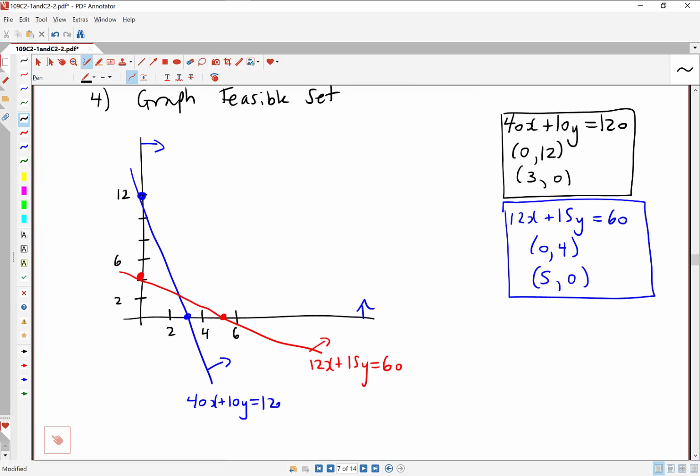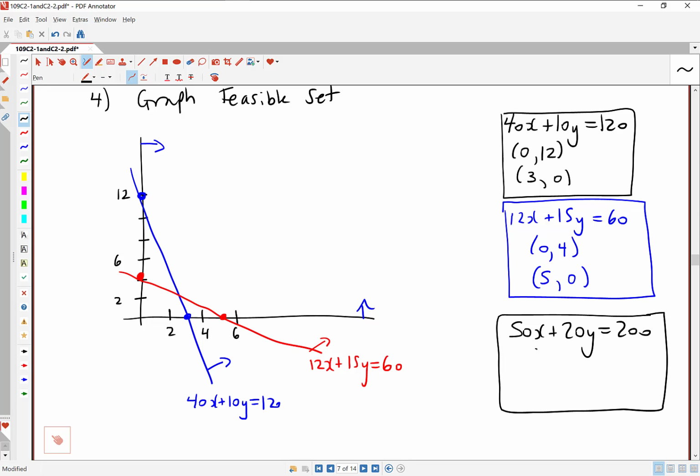So we'll turn that into a line. And let's find a couple of points on that line. So still the usual trick of let x equal 0, figure out what y is, and let y equal 0, figure out what x is. So if x is 0, our equation is 20y equals 200. So that would force y to be 10. And if y is 0, then our equation becomes 50x equals 200. So 4, 0.